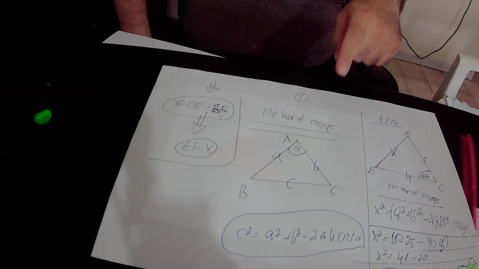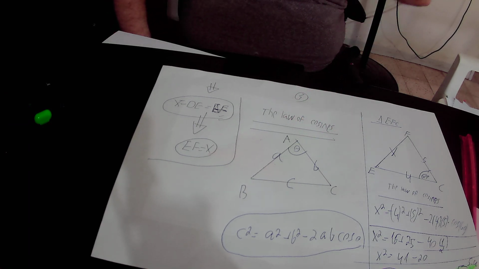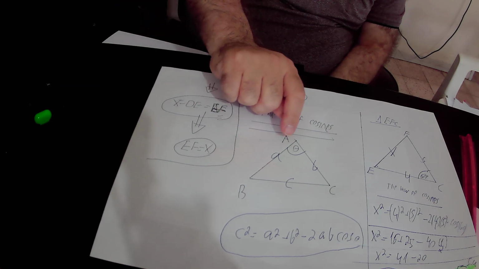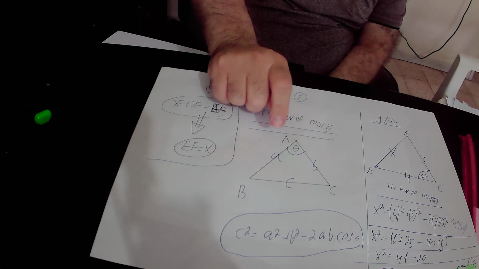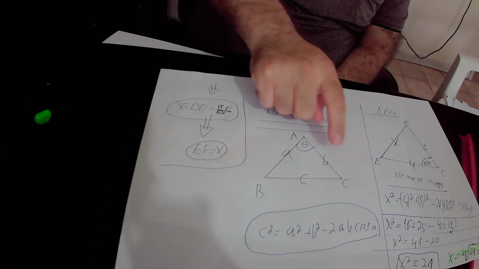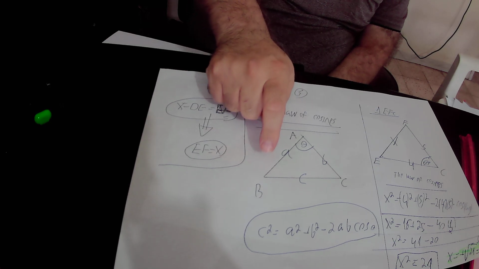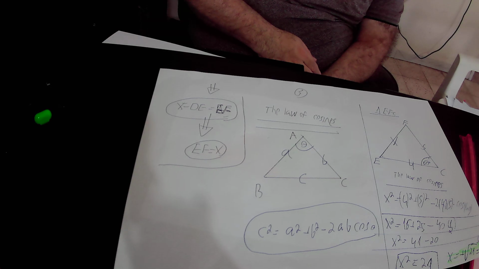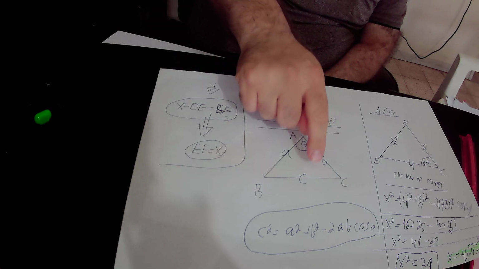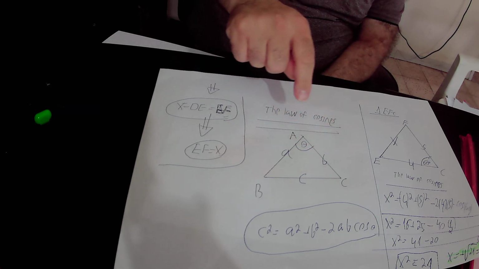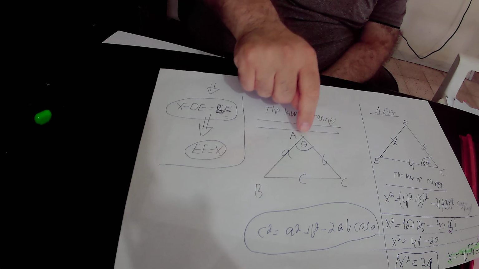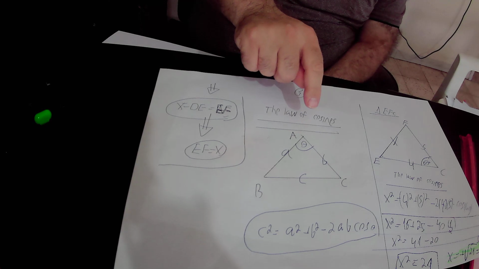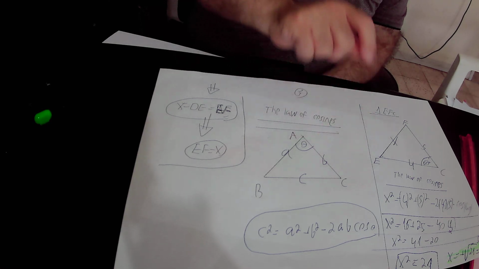So if we have this triangle, triangle ABC, that could be any triangle, we know that side AB equals A units in its length, side AC equals B units in its length, and the angle between side AB and side AC is theta, and side BC equals C units in its length. Then the following equation is true: C squared equals A squared plus B squared minus 2 times A times B times cosine theta.